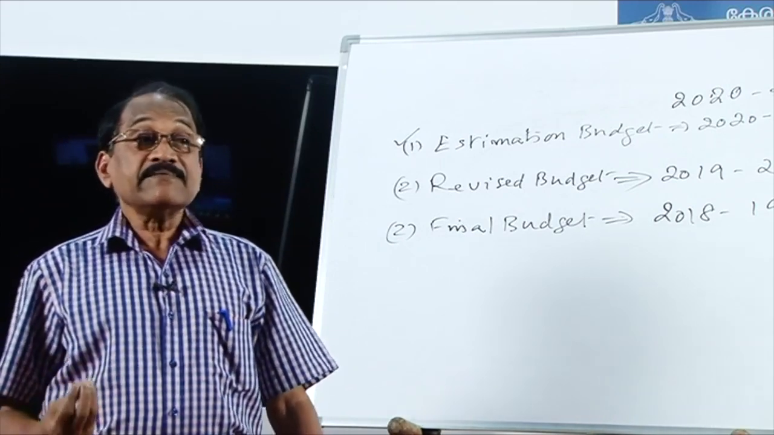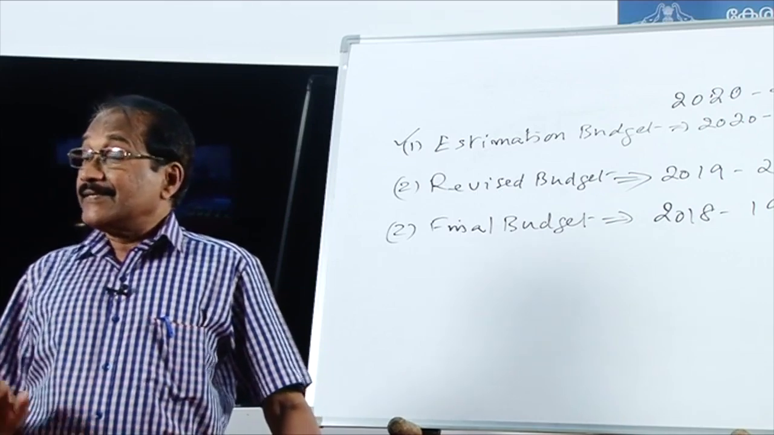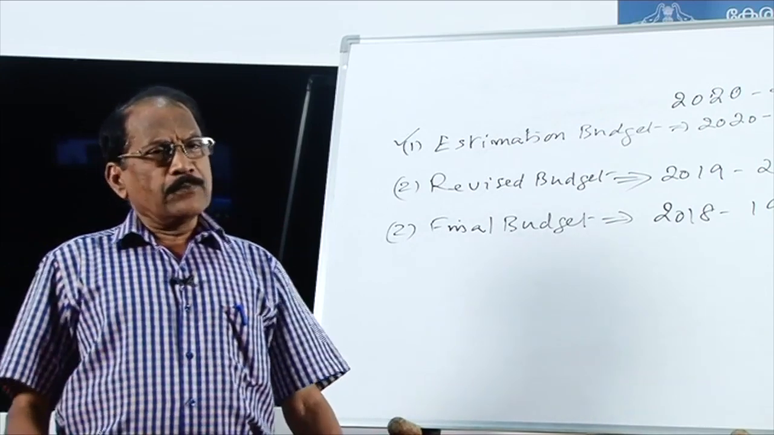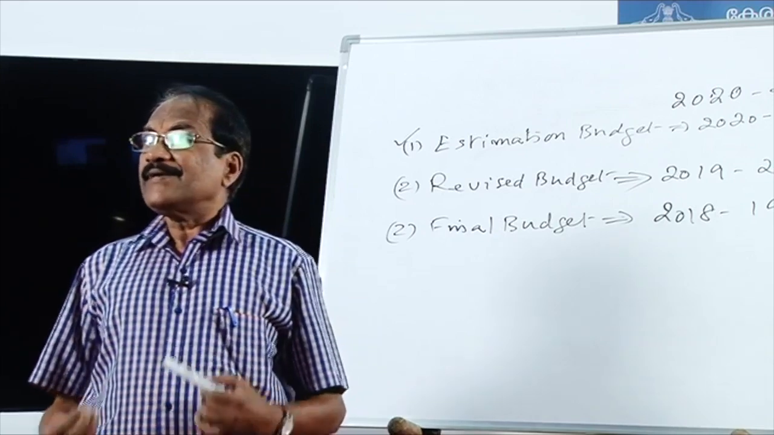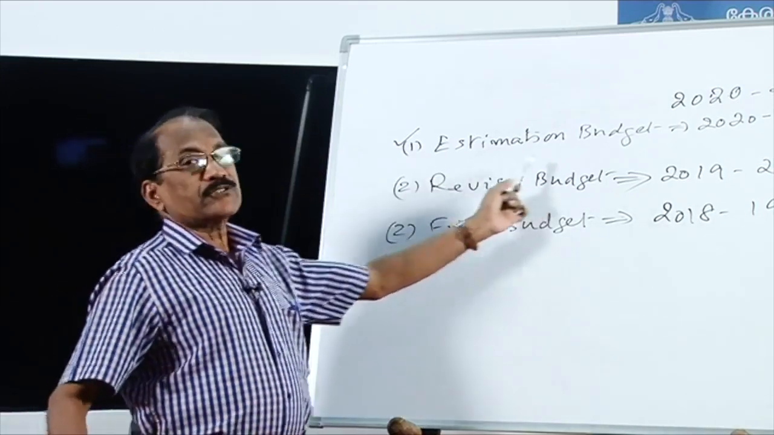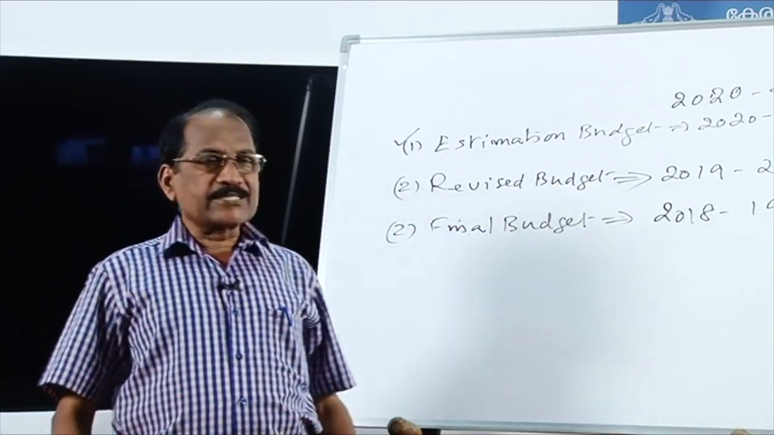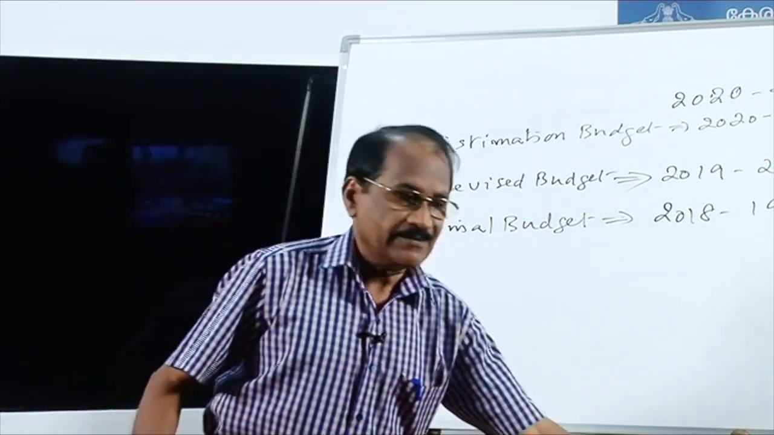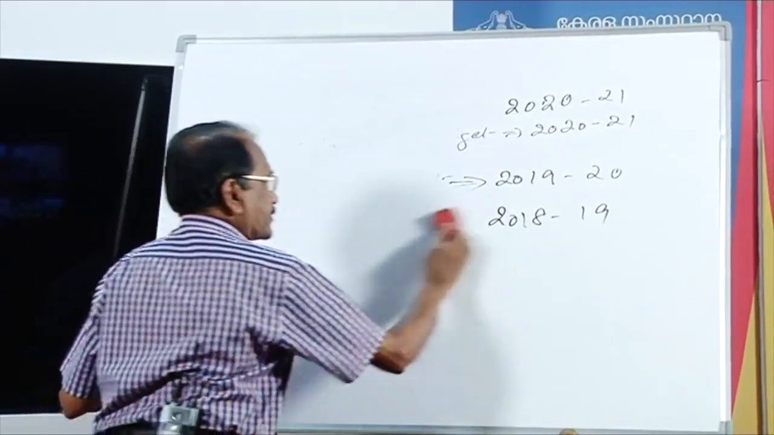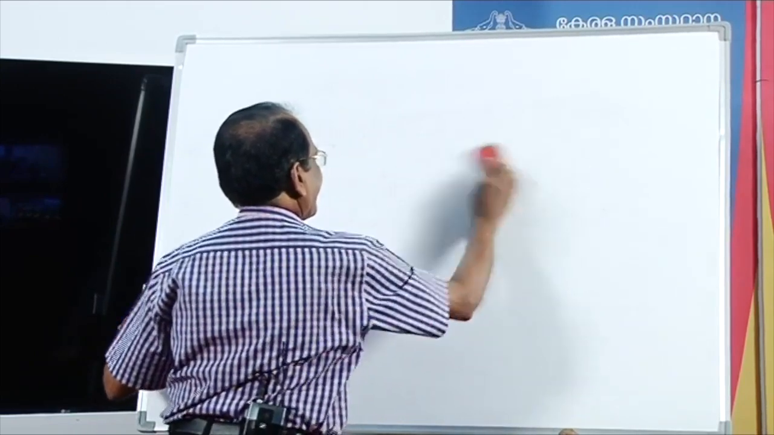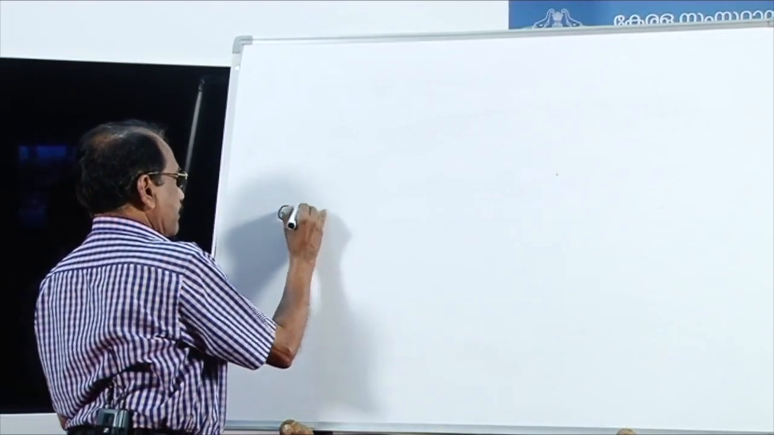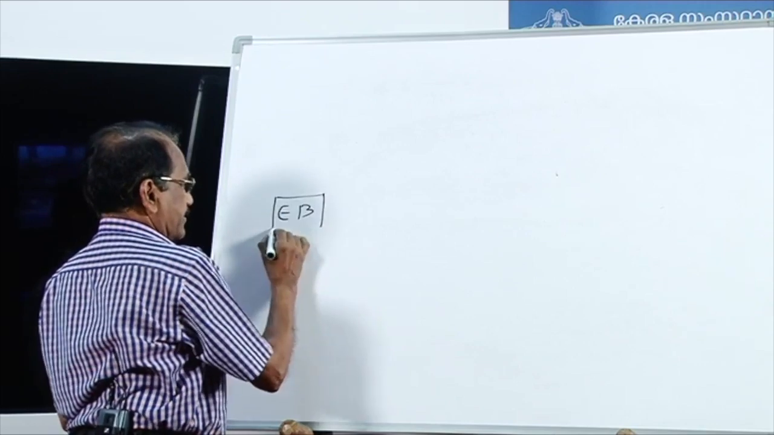But as far as the civil service and the government are concerned, the revised budget as well as the final budget are equally important. The general public discusses and criticizes only the provisions relating to the estimation budget. So we are also concerned with the preparation of the estimation budget. We take the estimation budget only; the revised and the other budgets are of no significance here. So, how is the estimation budget to be prepared?